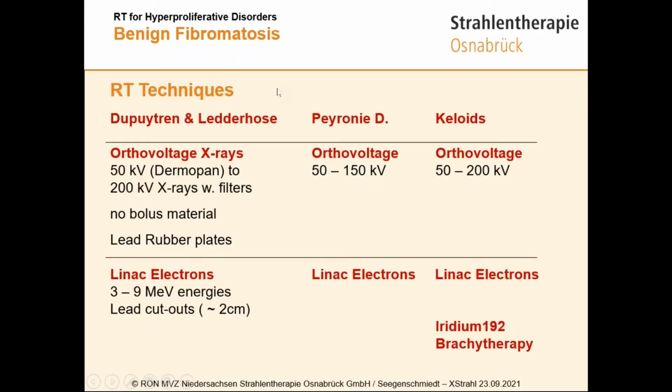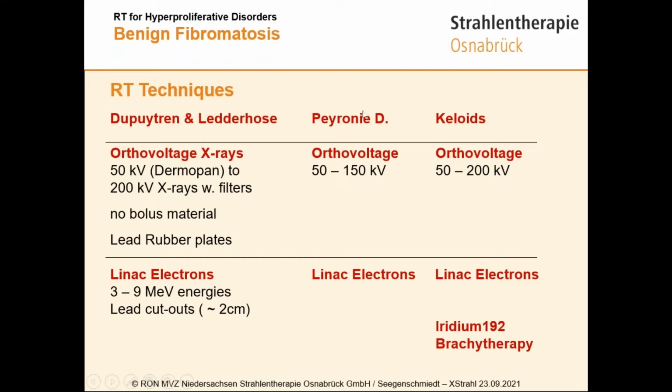With regard to radiation therapy techniques, there are 3 different options available. In Dupuytren and Ledderhose, usually orthovoltage X-rays are applied with 50 kV to up to 200 kV in deeper structures like Ledderhose disease. Usually no bolus material is applied, and lead rubber plates are used to protect uninvolved areas from radiation. In addition, in recent times, linear electrons have been used with 3 to 9 MeV energies using lead cutouts, due to the higher energy with 2 centimeter lead cutouts.